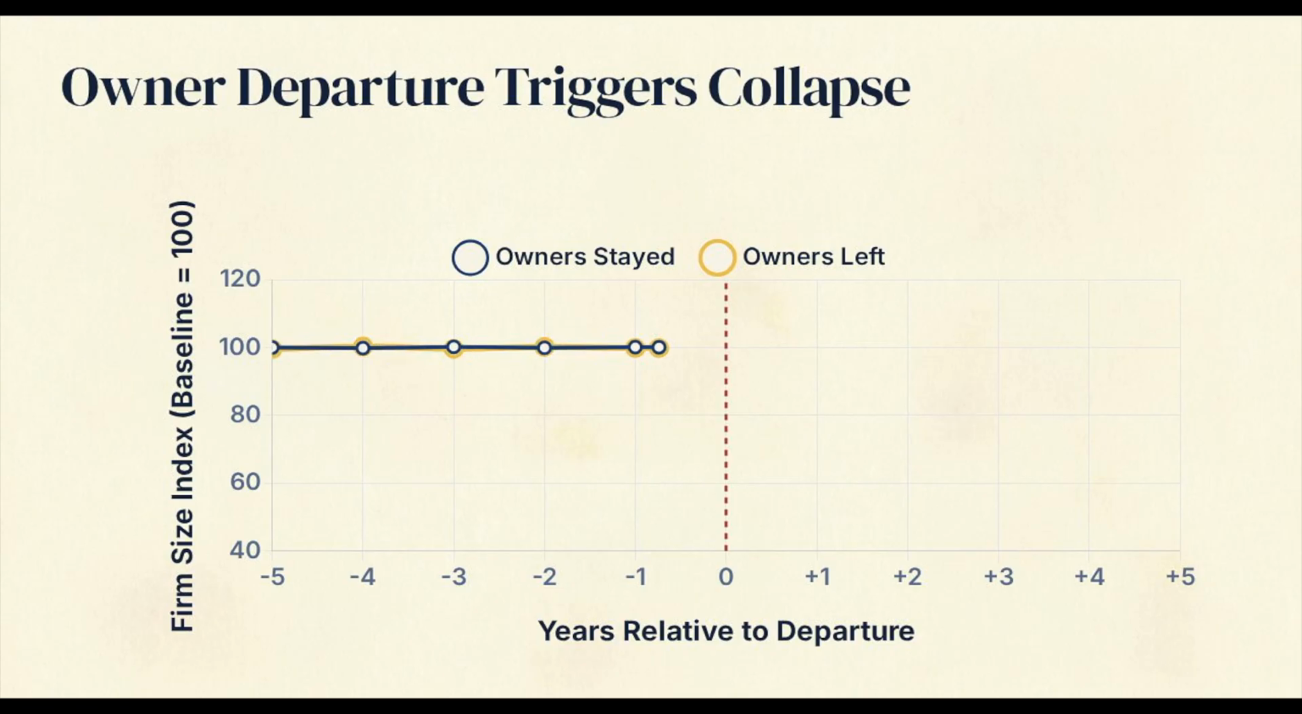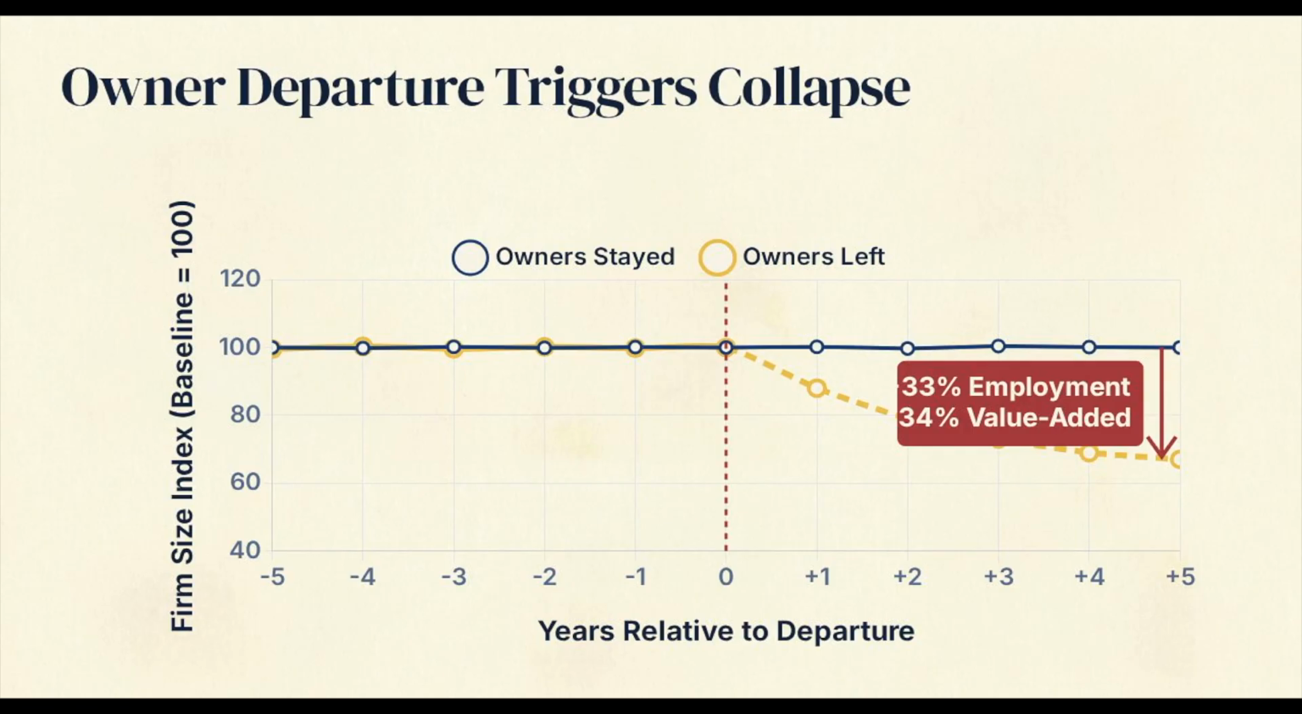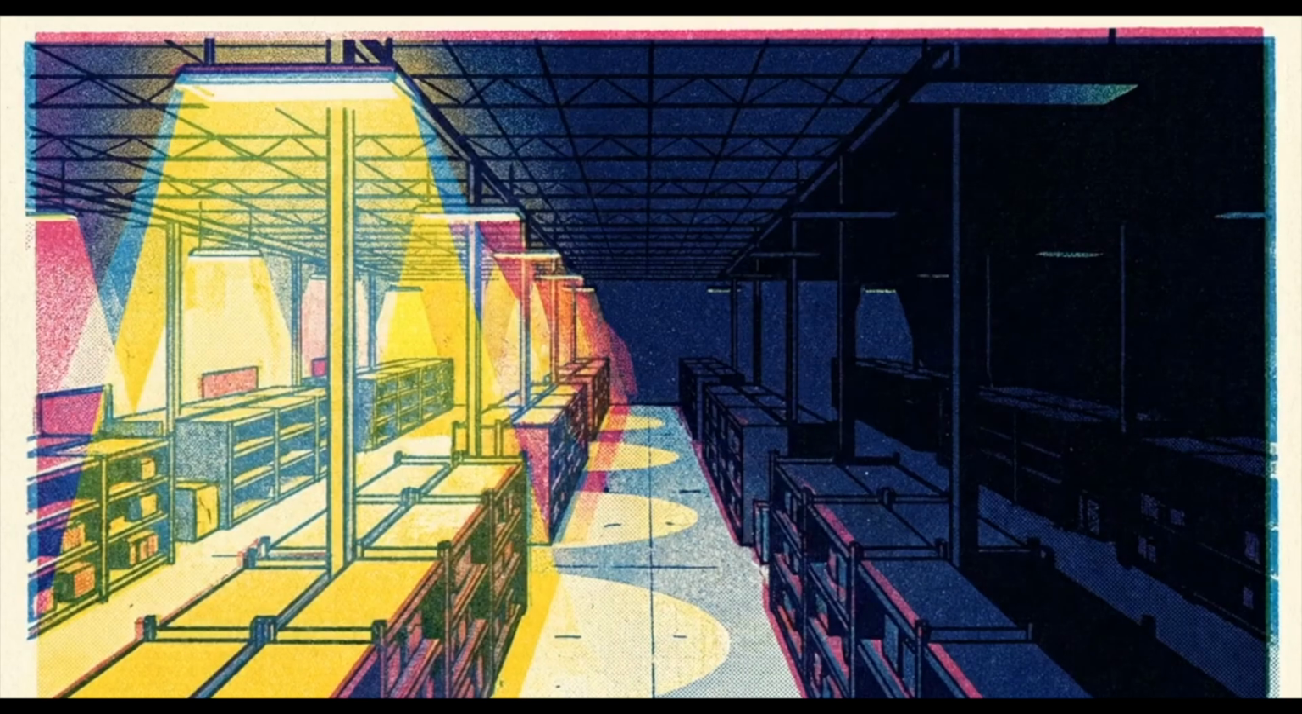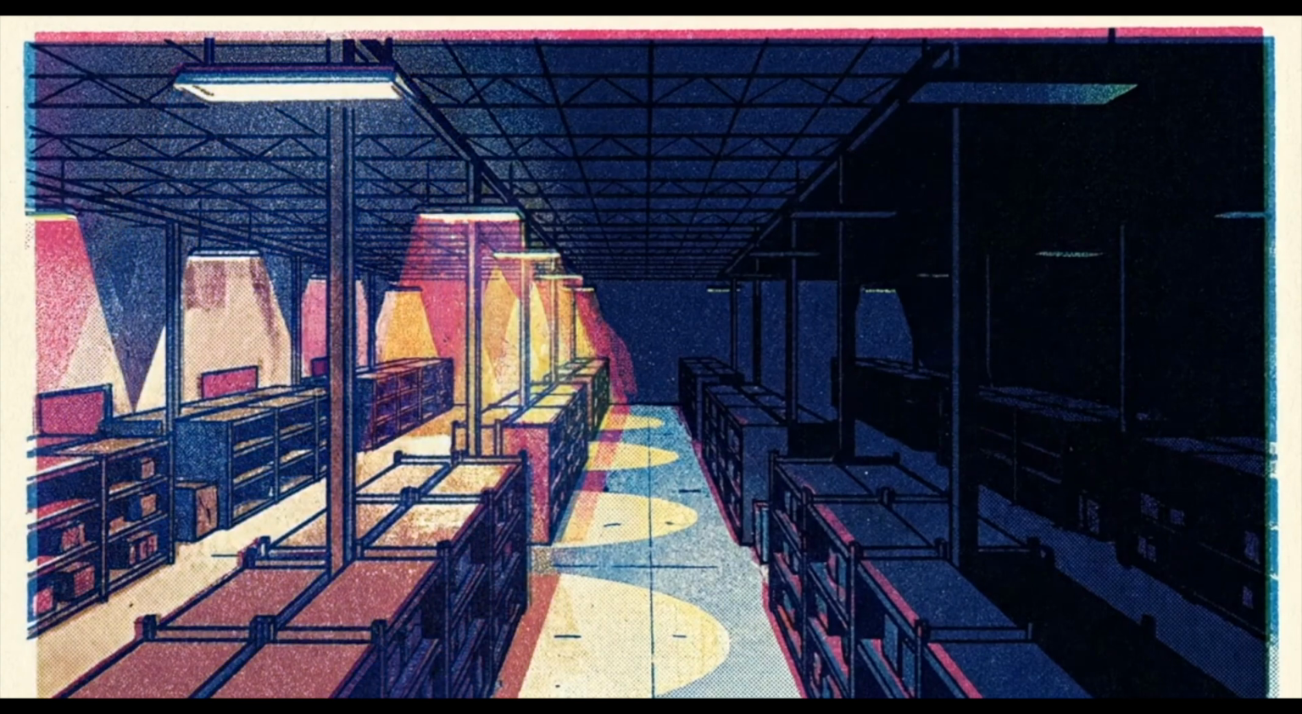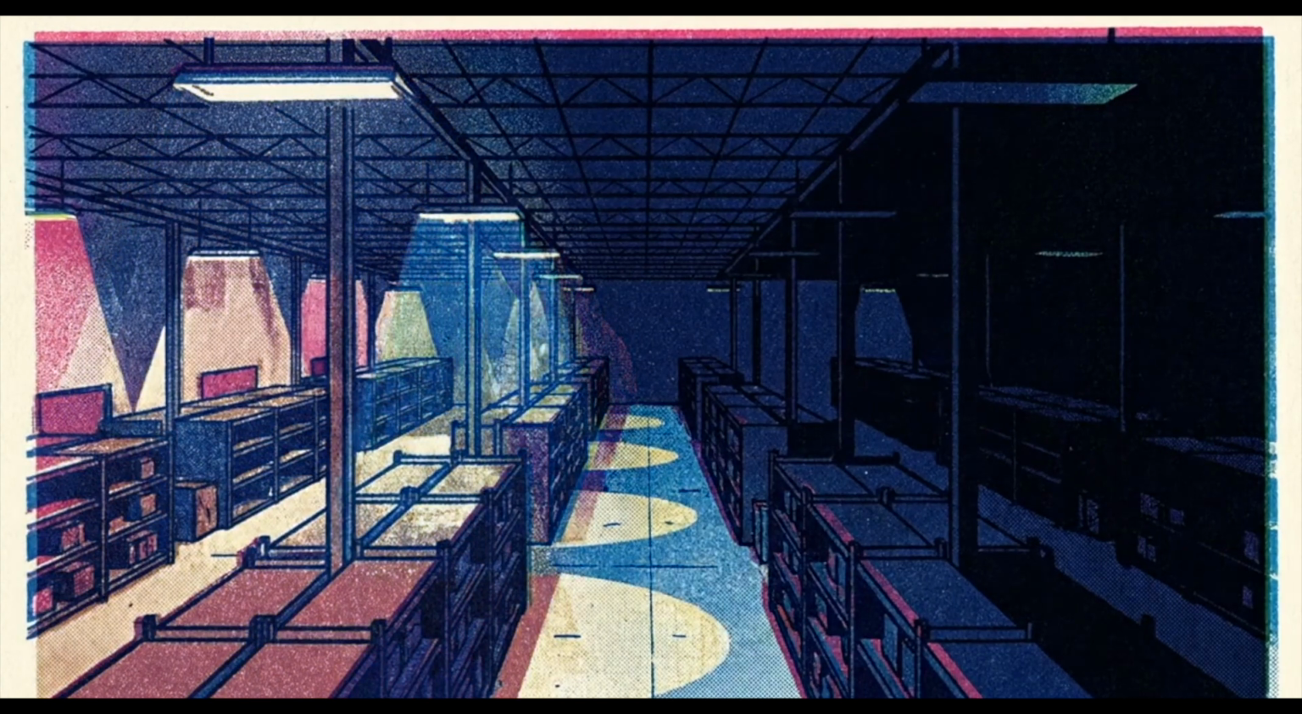This scatter plot tracks firm employment around the time of migration. Up until time 0, the firm operates normally, but the moment the owner leaves, the firm experiences a massive drop. On average, employment falls by 33%, and value added plummets by 34% in the years immediately following the departure. If we stop the analysis here, this data confirms the standard trickle-down warning. Millionaire flight destroys localized business activity and gets workers fired.